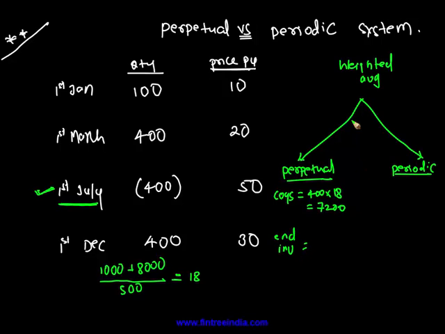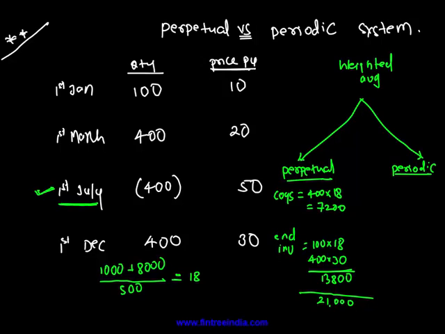And then what would be your ending inventory? Ending inventory is whatever is left. So you're left with 100 from here at a cost of 18 and 400 here at a cost of 30. How much is that? Is it 13,800? And therefore the total of both is going to be 21,000. Do you want me to repeat this again? Have you understood this? Please be honest. Do you want me to repeat this again?